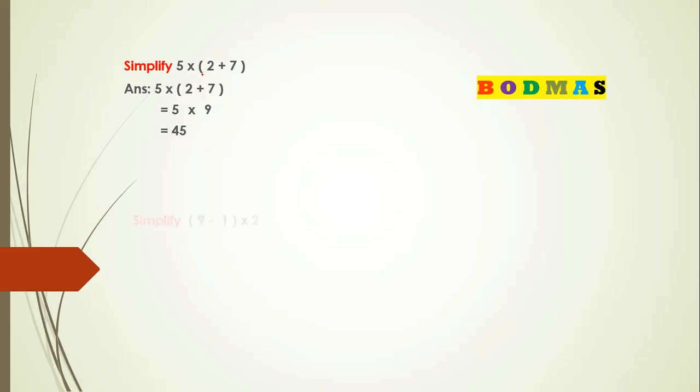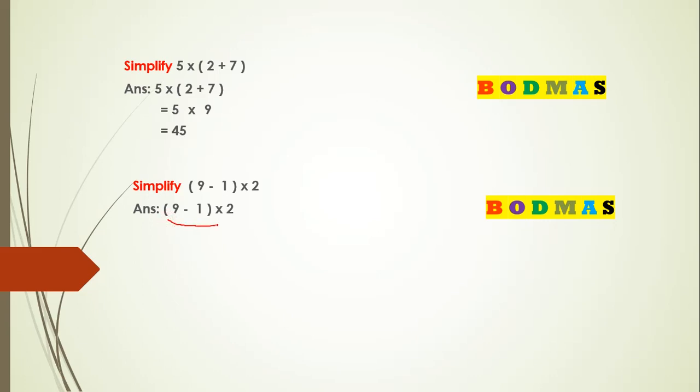Let's take one more problem. Simplify 9 minus 1 bracket of multiplied with 2. To solve this, first I will write the BODMAS on my right side. Second step, I will write the given expression as it is by applying the BODMAS rule. B stands for bracket. We have a bracket in this numerical expression, so I will underline that. This one we need to solve first. Rest all we need to write as it is.